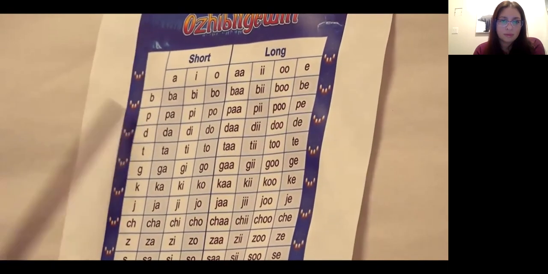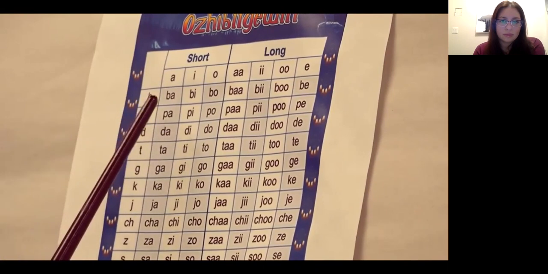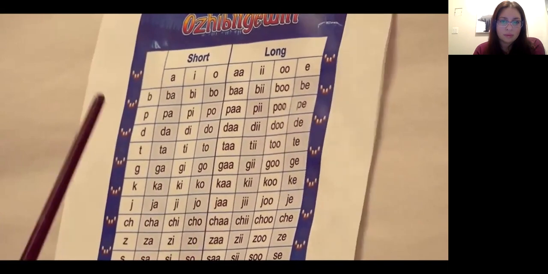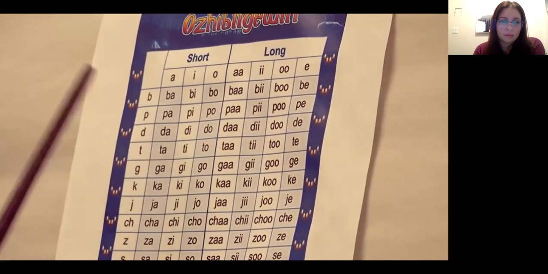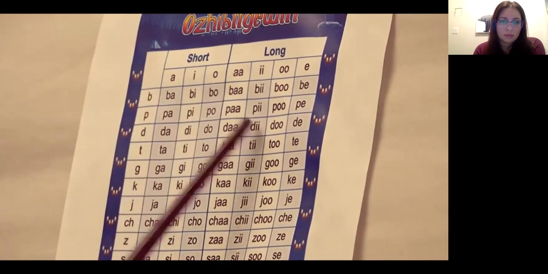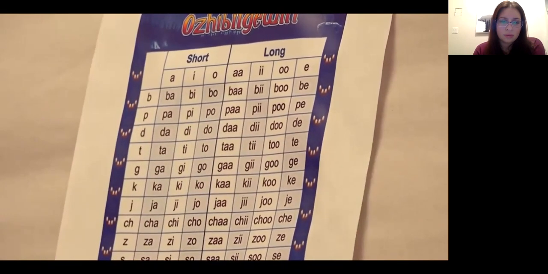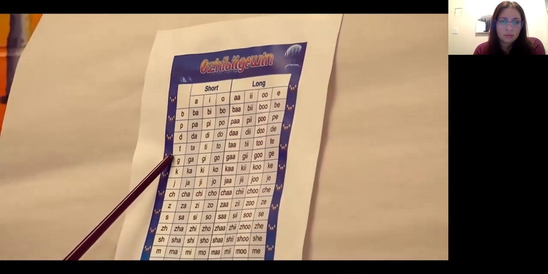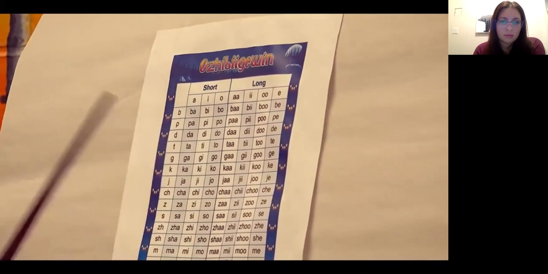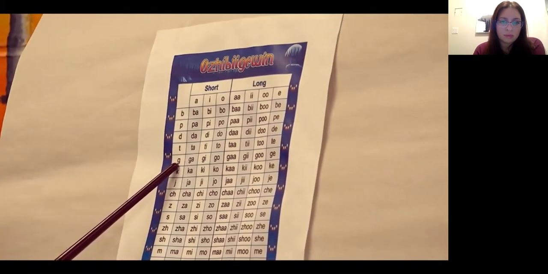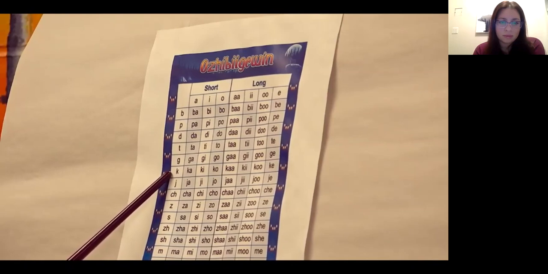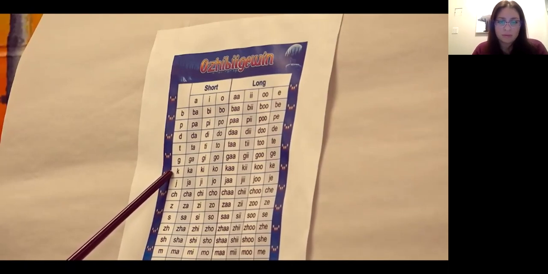Now we're going to put the p: pa, pi, po, pe. Da, de, do, da, di, do, de. Ta, te, to, ta, ti, to, te. Ga, ge, go, ga, gi, go, ge. Ka, ke, ko, ka, ki, ko, ke.